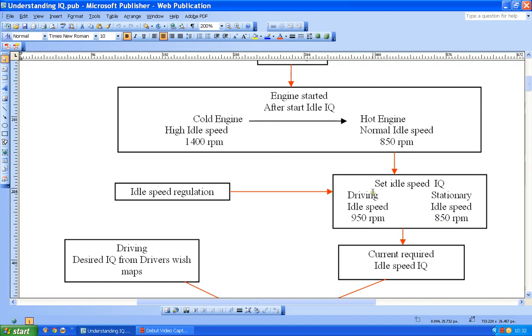Now when you're driving, there is a different idle speed involved. In other words, there is what's known as the driving idle speed, and that's often set higher, maybe 950 revs per minute.